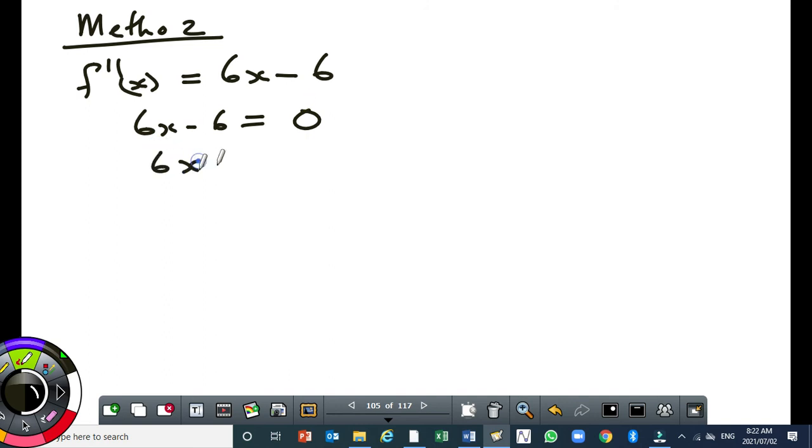So this becomes 6x minus 6 equal to 0, so 6x equals 6. Then we divide both sides by 6. So you get x equal to 1. Okay? Which means the value of x at the point of inflection is 1.